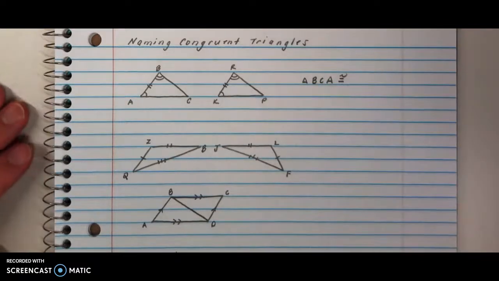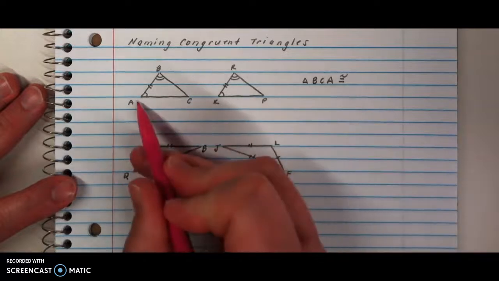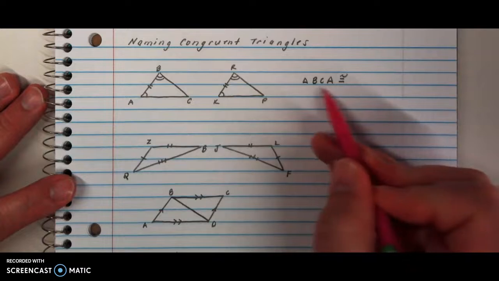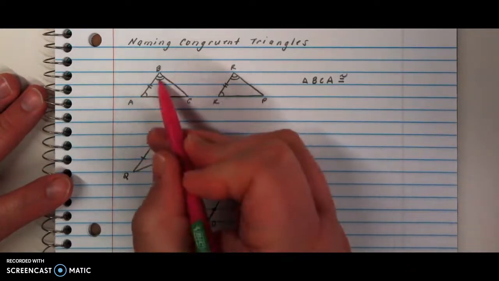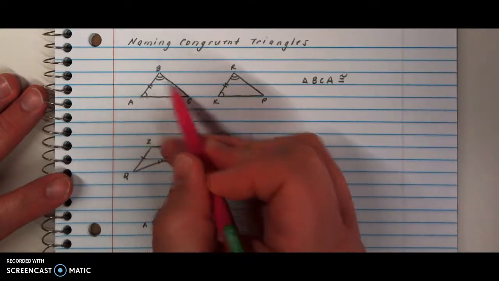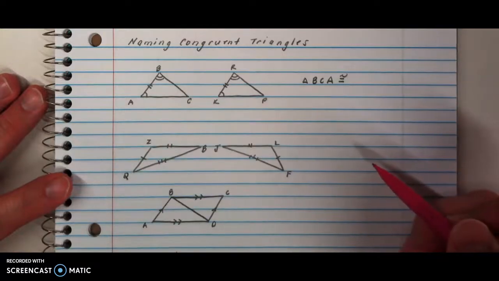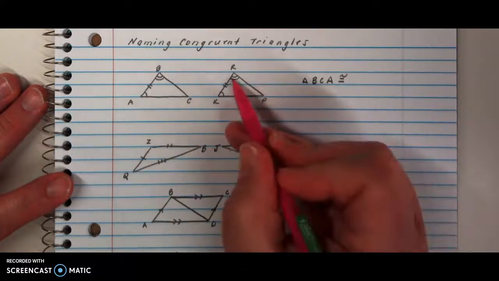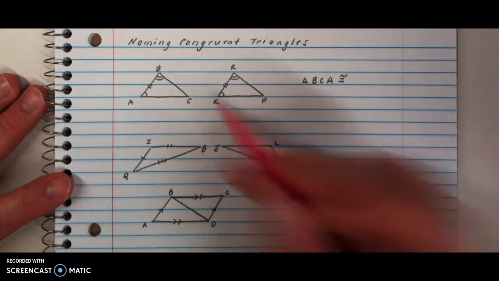Now if I look at the way that I ordered that, it really doesn't matter what order I put the first one in. I could have named it ACB, I could have named it BAC, I just happen to choose BCA. So BCA. Let's look at the features. B has a double mark, C has none, A has a single mark. So double, none, single. So we have to keep that pattern when we look at the other triangle. Double, none, single. So RPK.